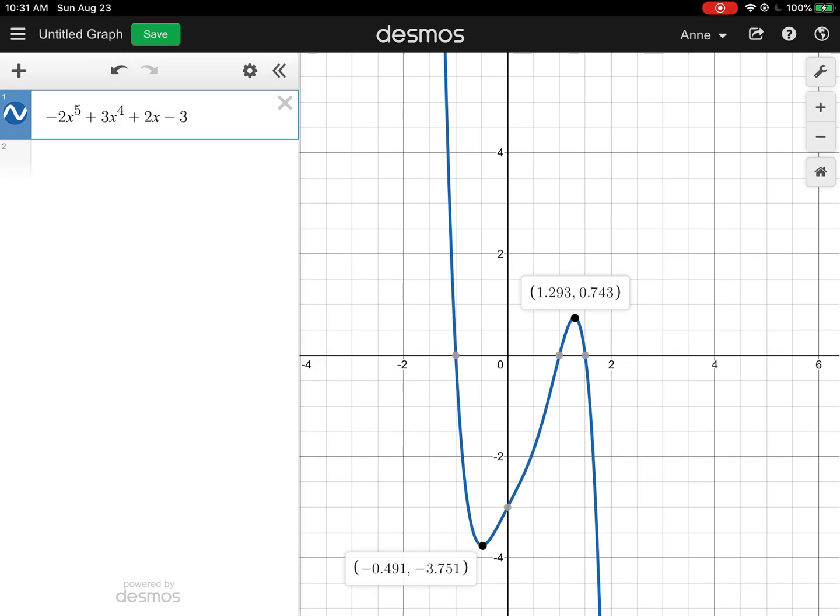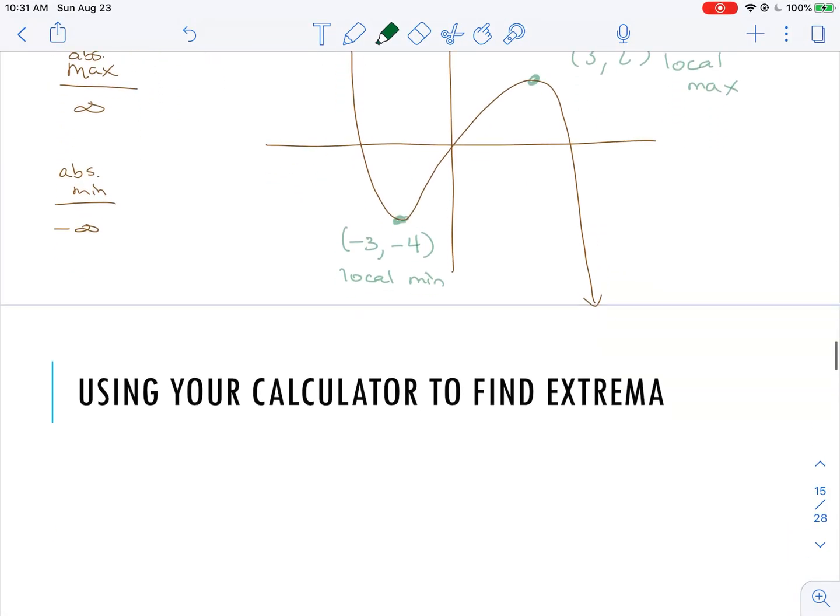So if we go back to our Desmos graphs, those points right there that are on there, (-0.491, -3.751), that would be a local minimum. And then the point next to it, (1.293, 0.743), would be a local maximum.